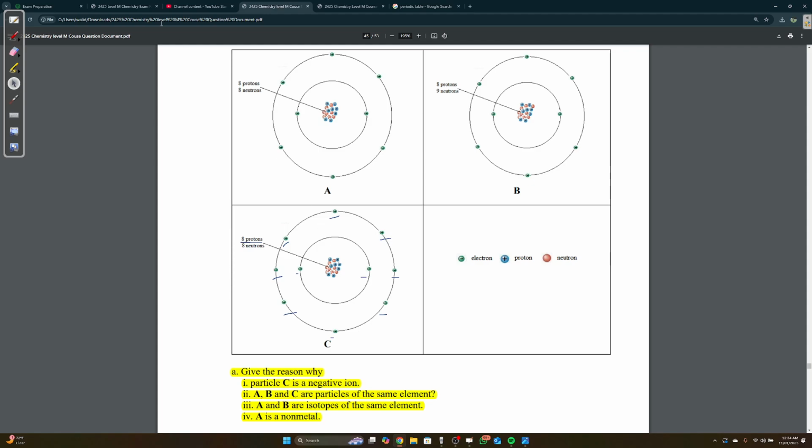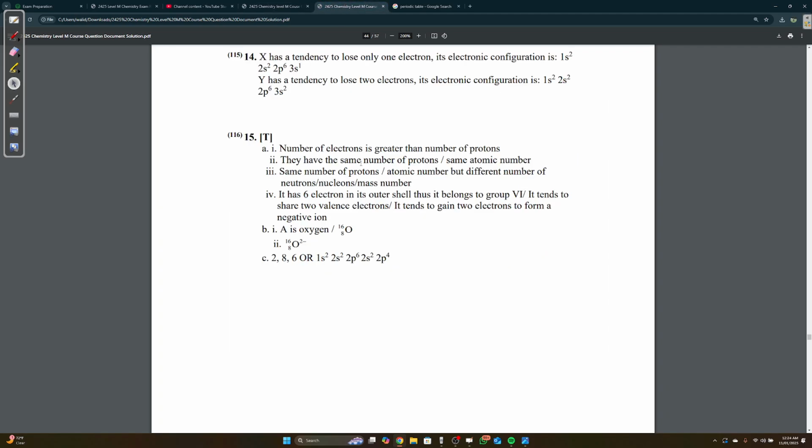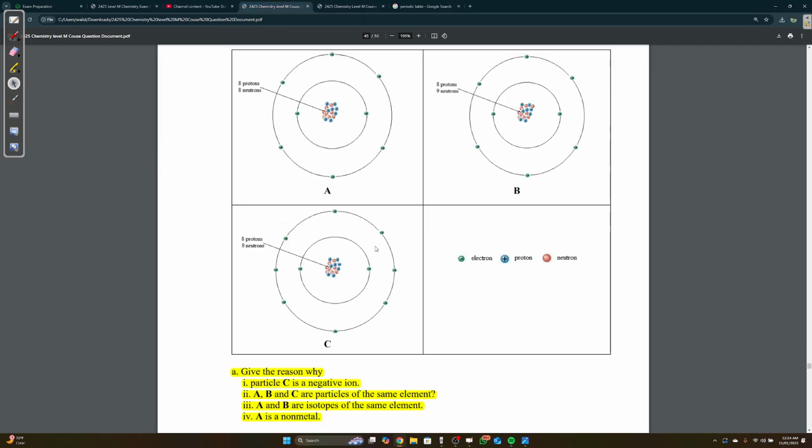Why are A, B, and C particles of the same element? 8 protons, 8 protons, 8 protons. They all have the same number of protons. Or you can say the same atomic number. Why are A and B isotopes of the same element? They both have the same number of protons, but a different number of neutrons.